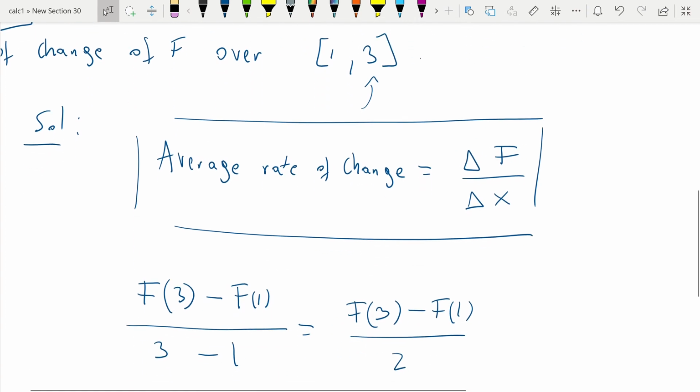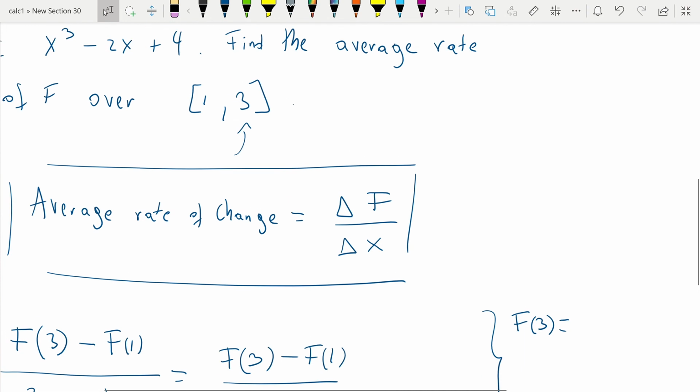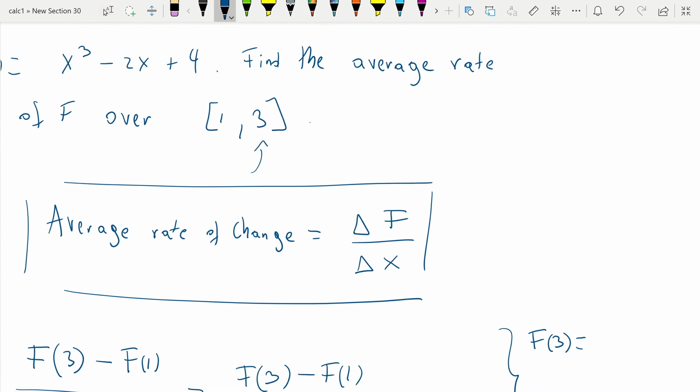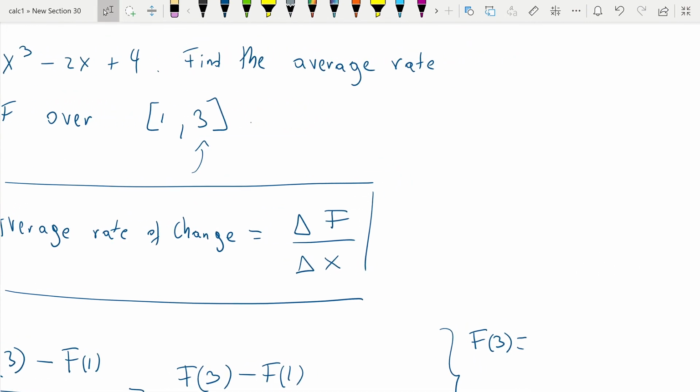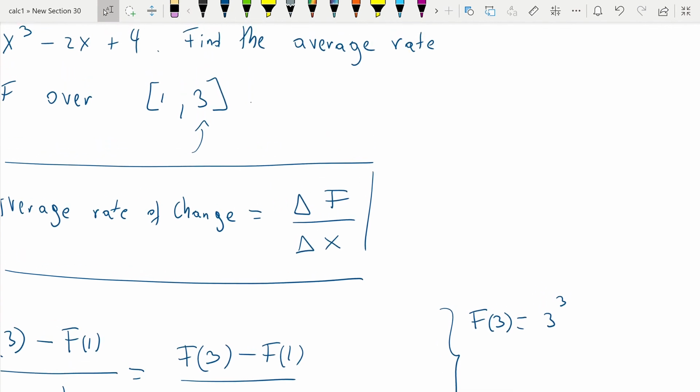Now, we need to know what f of 3 and f of 1 are. So f of 3 is equal to, and we just need to plug 3 into the formula for f. This should be reminiscent of what we do when computing the derivative by definition, because in fact that's exactly what we're doing. We're just computing a quotient. The only difference here is that we're computing a quotient on a fixed interval, while in the case of the derivative, we're taking a limit.